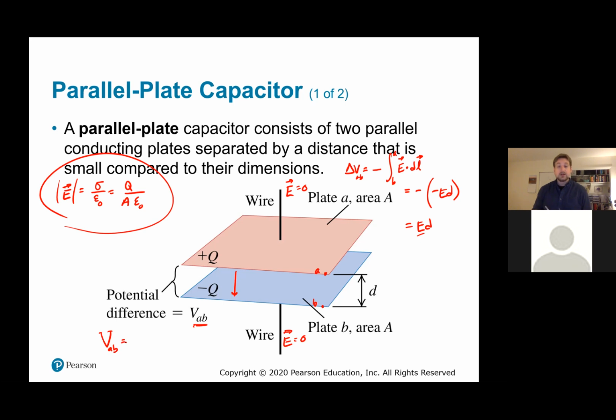At a certain point, we just use the symbol V to talk about the potential difference, because we have the subscript, the potential difference between two points A and B. Field magnitude is charge over area times epsilon, times D.